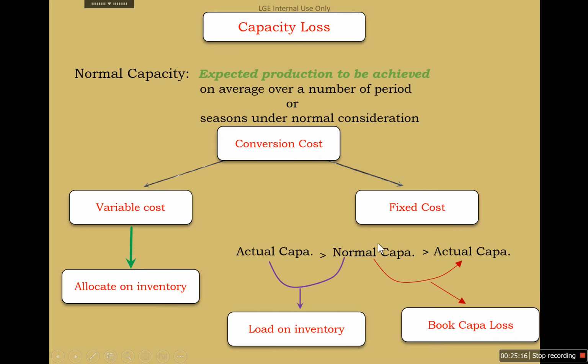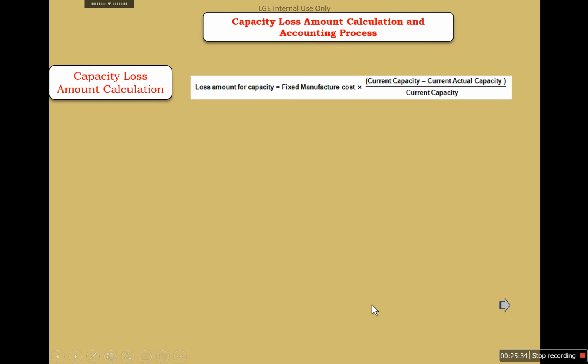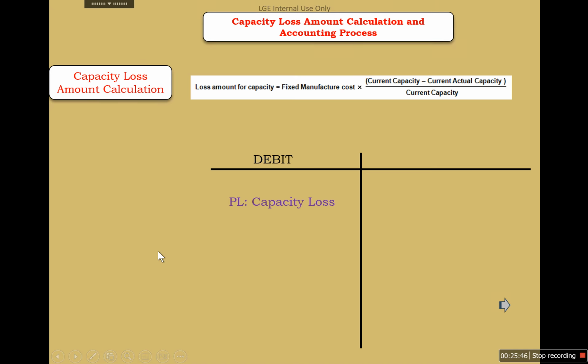So if the normal capacity is higher as compared to the actual capacity, in that case the decrease in production we need to book as a capacity loss. And if the actual capacity is higher, then we need to load it on the inventory. So the capacity loss calculation logic will be fixed manufacturing amount multiplied by normal capacity minus actual capacity divided by the normal capacity. Based on it, we will debit the capacity loss account and decrease the manufacturing expenses.